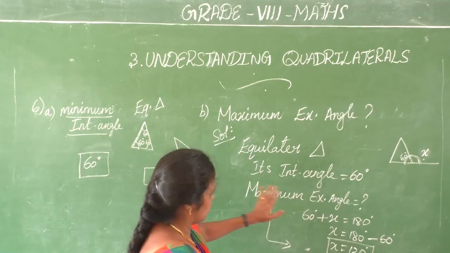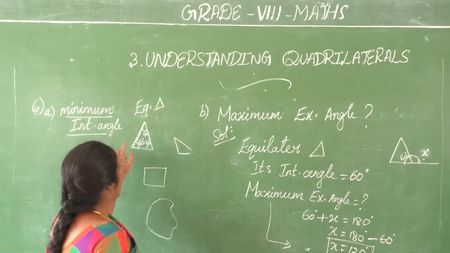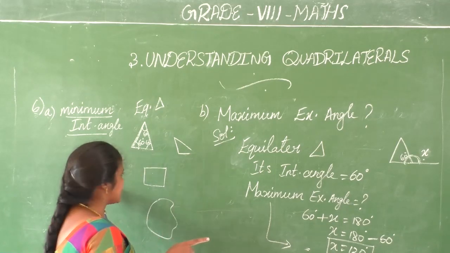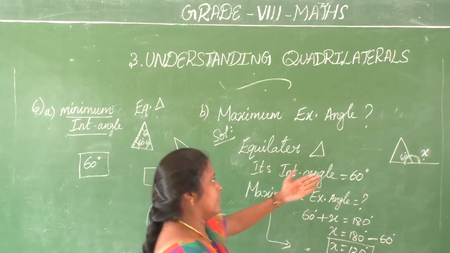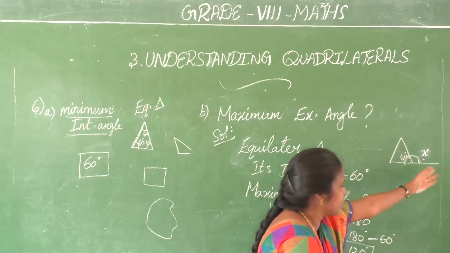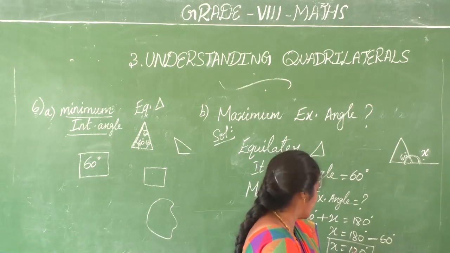How did I find this? If the minimum angle of a regular polygon having the least number of sides is 60 degree, what is its maximum exterior angle? We have to subtract the minimum angle from 180 degree, so we decided the maximum exterior angle of a regular polygon having the least number of sides is 120 degree.